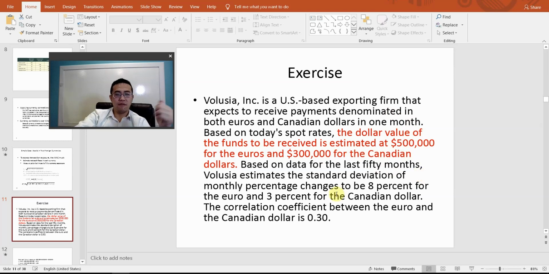And you also can find the risk, which is a standard deviation, for euro, that's 8%, and the Canadian dollar, that's 3%. And the correlation coefficient between the two currencies is 0.3. So what's the overall risk for this US business?